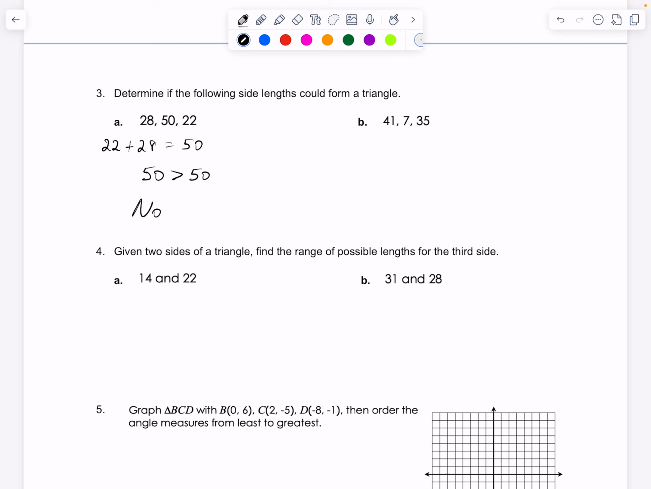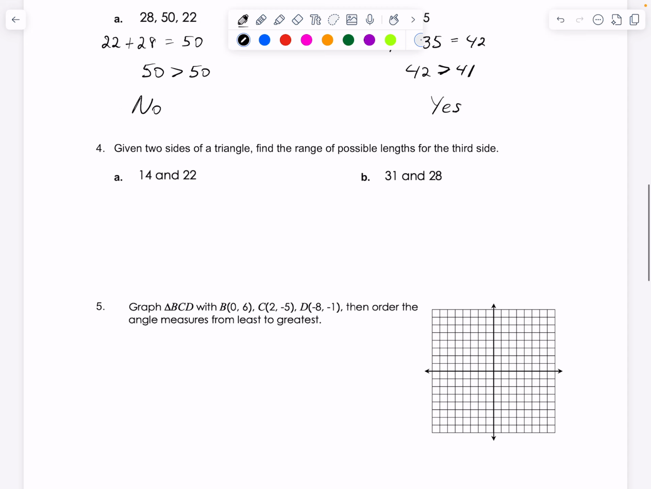Let's do the next one. We have 7 plus 35, which is 42. Is 42 bigger than the third side length of 41? Yes, it is. So we would be able to form a triangle with those side lengths.